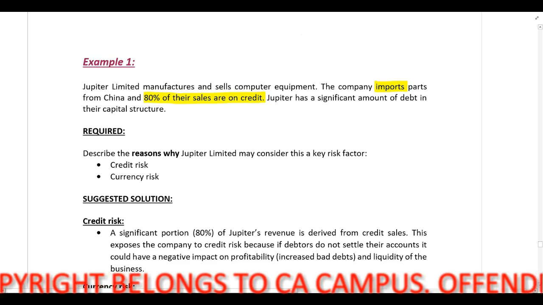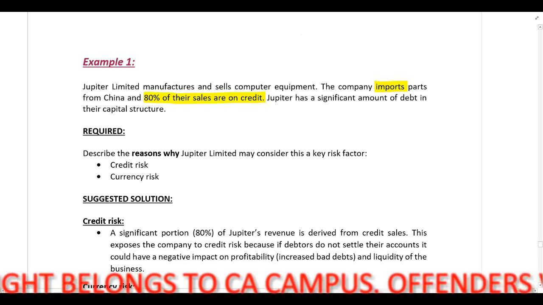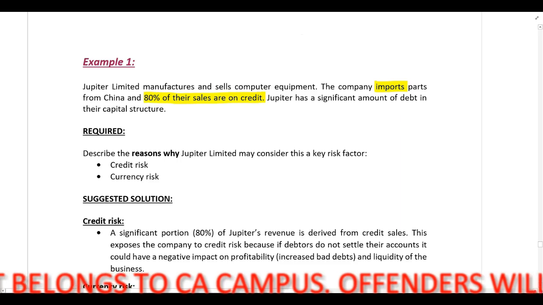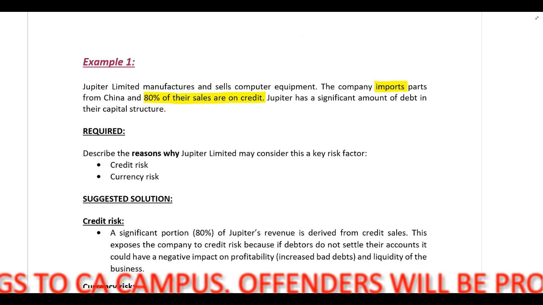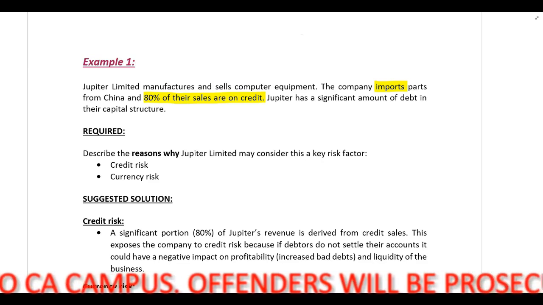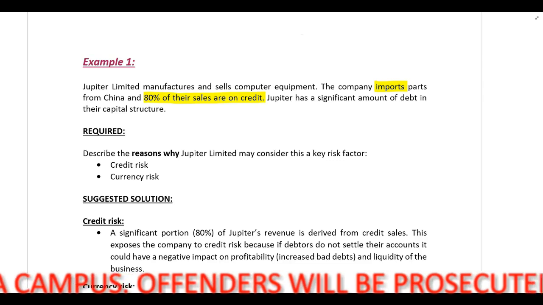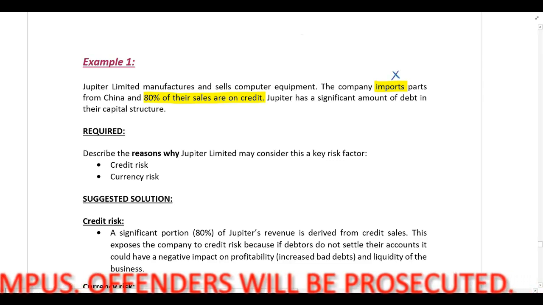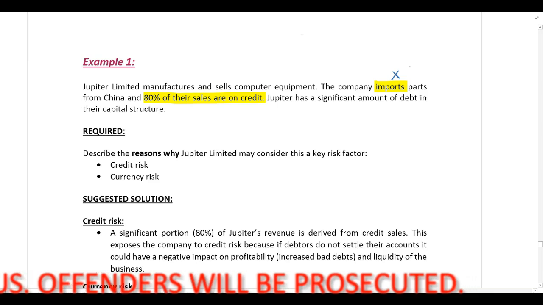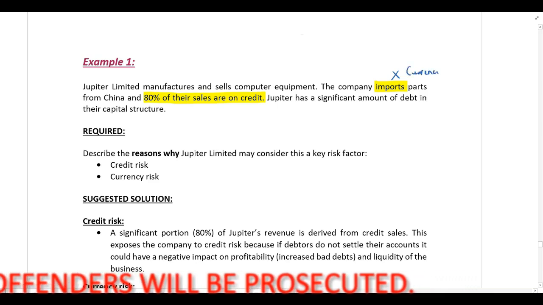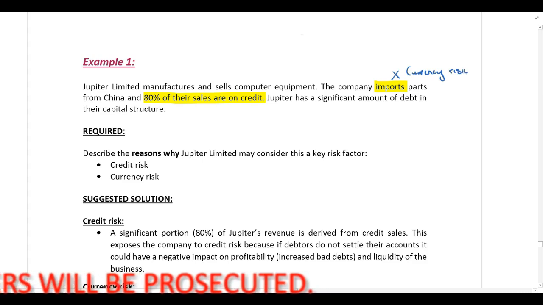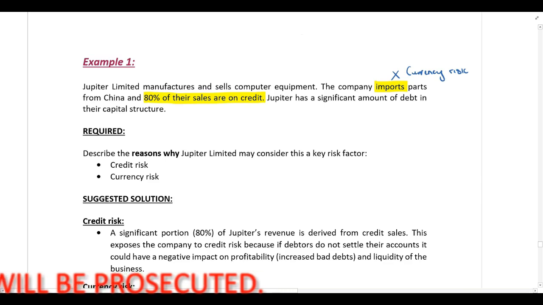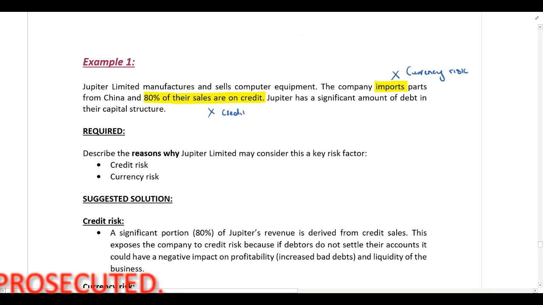So remember, what you're going to do is read through the information provided and identify positive and negative factors. So we've got 2 negative factors over here. The company imports parts from China, so that could expose them to currency risk. And in addition to that, 80% of their sales are on credit, so that exposes them to credit risk.